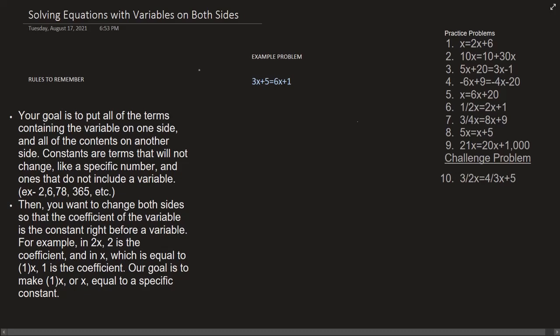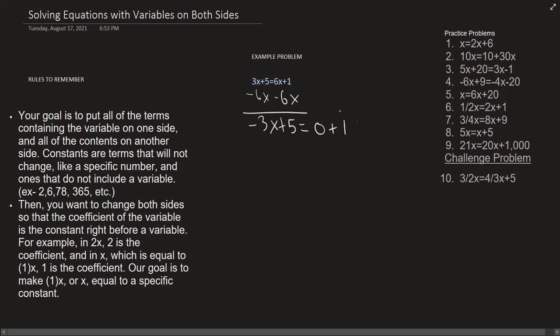So we have 3x plus 5 is equal to 6x plus 1. So first we want to isolate the variables into one of the sides, either the left-hand side or the right-hand side. In this case, I will choose to put the variables on the left-hand side. So if I do minus 6x using the subtraction property of equality, then this would be 3x minus 6x is negative 3x plus 5 is equal to 6x minus 6x, which is 0, and then plus 1.